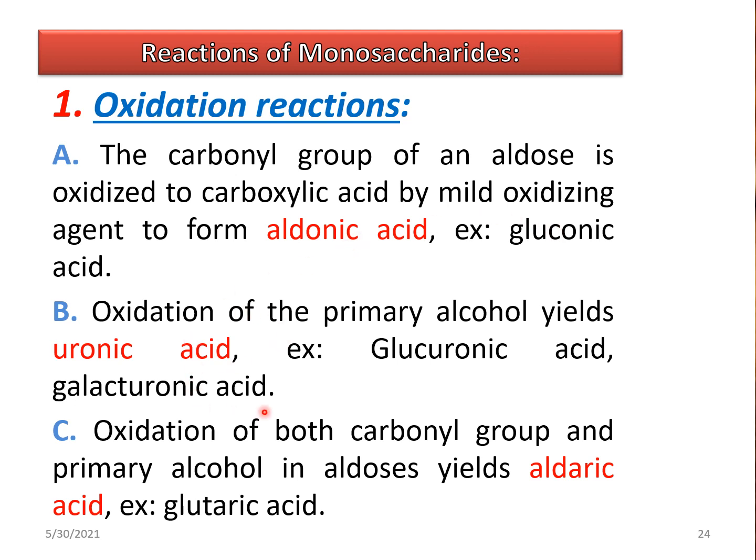The second type of oxidation reaction is the oxidation of the primary alcohol group, resulting in the formation of uronic acid. And if the primary alcohol group of glucose is oxidized, the result is glucuronic acid, and for galactose, galacturonic acid. The third type, where both the carbonyl group and the primary alcohol group in an aldose are oxidized, results in the formation of aldaric acid. For example, for glucose it is glucaric acid. In other words, glucaric acid is a glucose where both the carbonyl and the primary alcohol groups are oxidized.